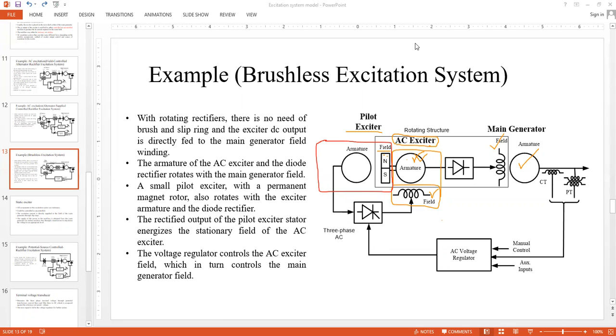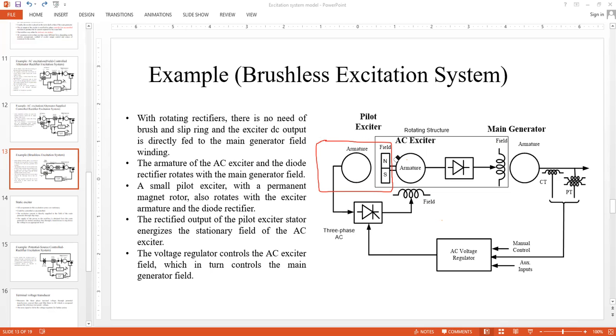That's the first thing. 2 of the fields are rotating, one is this and another one is this. One field is stationary. 2 of the fields are electromagnets, this field and this field. One field is a permanent magnet, that is the pilot exciter field. Okay, so there's a little difference between them. So this is the boundary for the pilot exciter block.